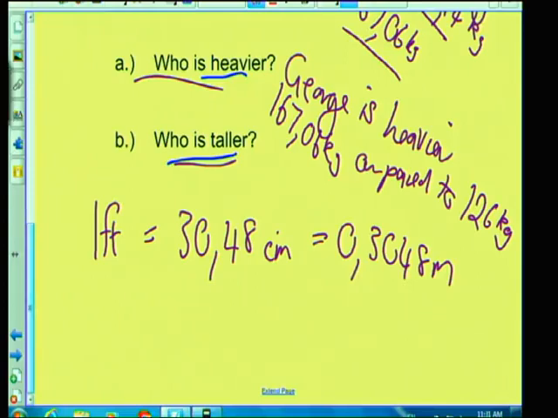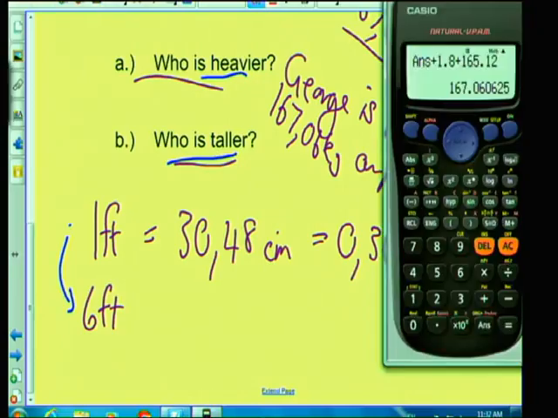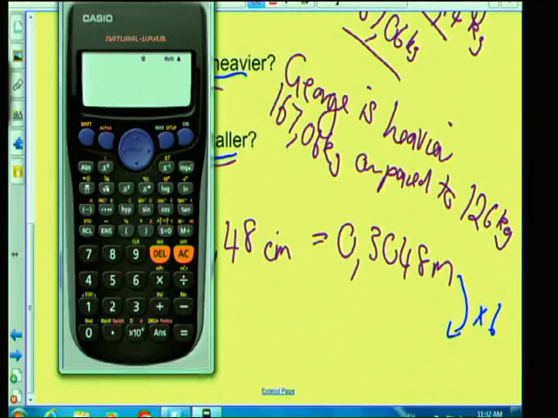So I want to get to his height in meters. We were told he was 6 foot. So I want to change 6 foot into meters. How am I going to do it? I've multiplied 1 foot to get 6 by 6, so I'm going to take that and multiply it by 6. 0.3048 multiplied by 6 gives me 1.8288.